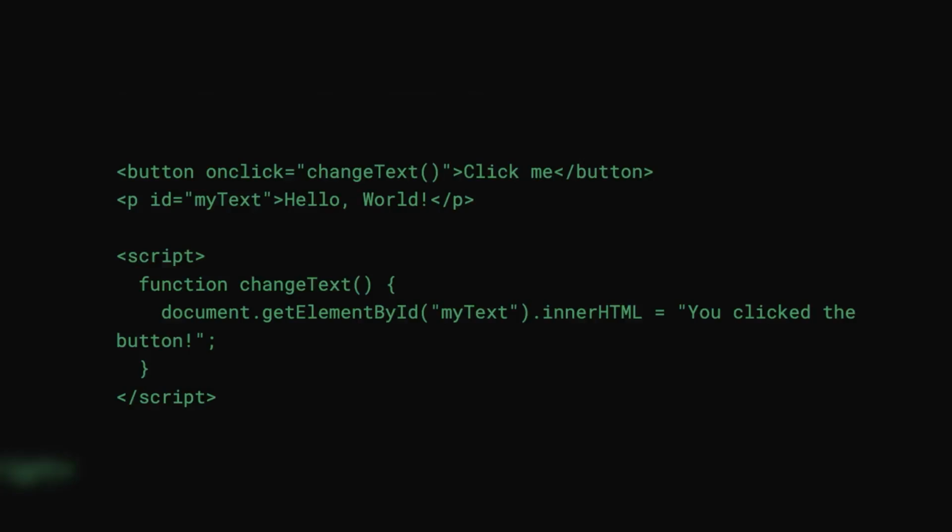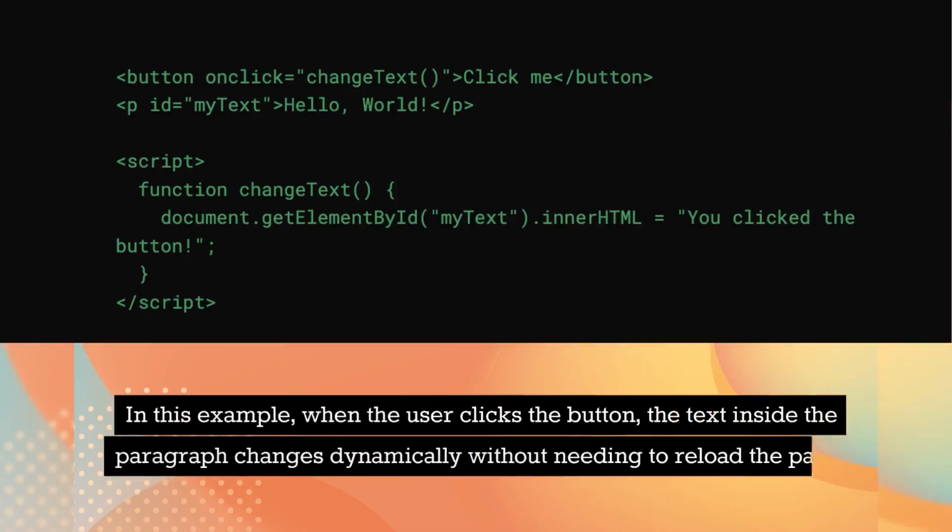Here's a simple JavaScript snippet that changes the text of an HTML element when a button is clicked. In this example, when the user clicks the button, the text inside the paragraph changes dynamically without needing to reload the page.